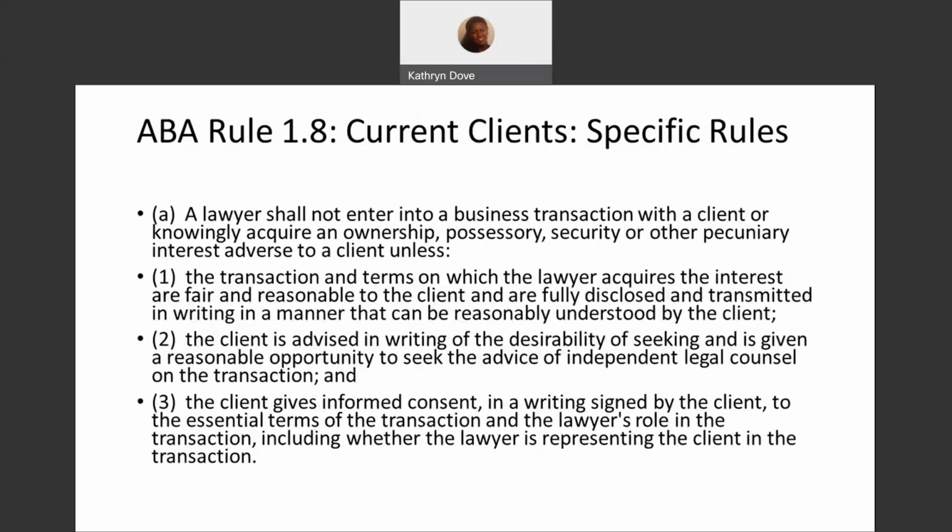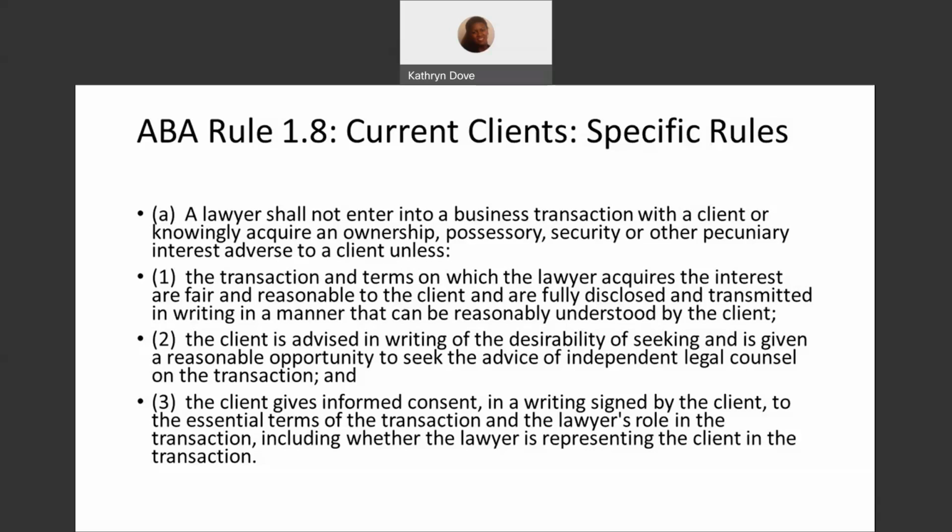You'll also need to look at ABA Rule 1.8, the Conflict of Interest Rule. A lawyer shall not enter into a business transaction with a client, or knowingly acquire an ownership interest or security or pecuniary interest adverse to the client, unless the transaction, the terms of which the lawyer acquires an interest, are fair and reasonable to the client, and must be fully disclosed and transmitted in writing in a manner that can reasonably be understood by the client.